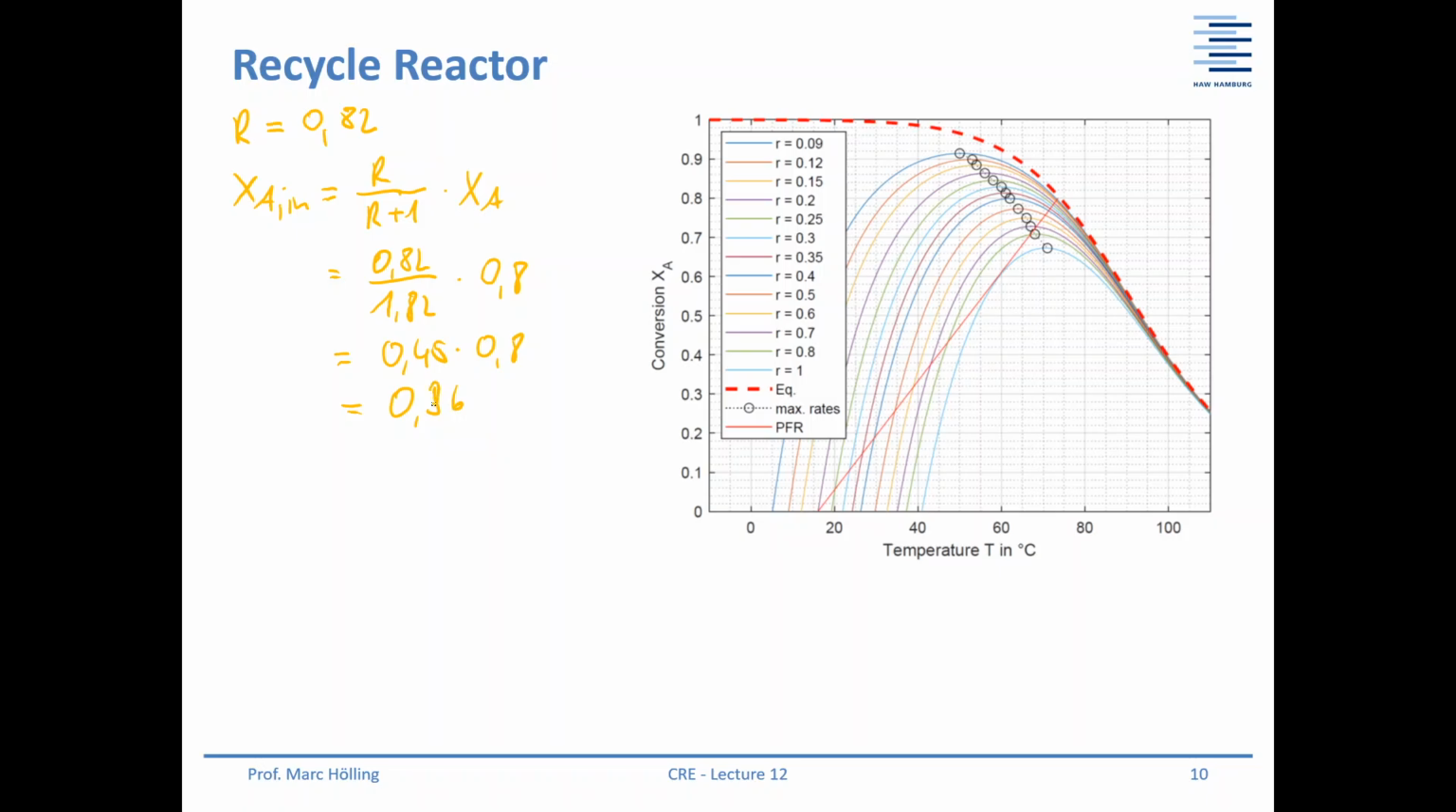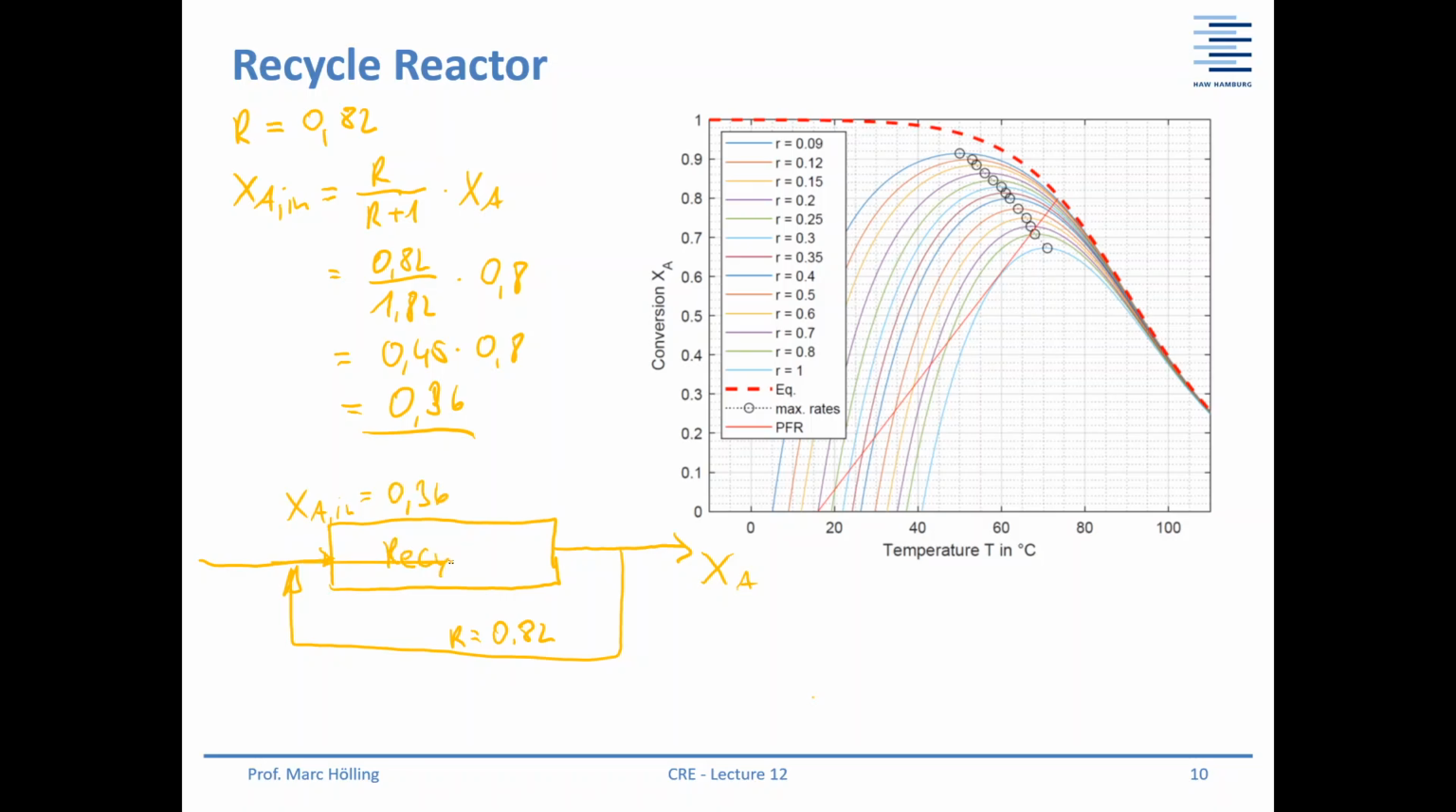Then you have an inlet conversion of 36%. So what does it mean? Our plug flow reactor has a recycle stream. So here you have the inlet, there you have the outlet, here you have the recycle flow. So R is 0.82. Here you have the outlet, here is XA, here is XA in. This means that our inlet conversion to the plug flow reactor, or to the recycle reactor, is 0.36. And what does it mean in our conversion temperature diagram?